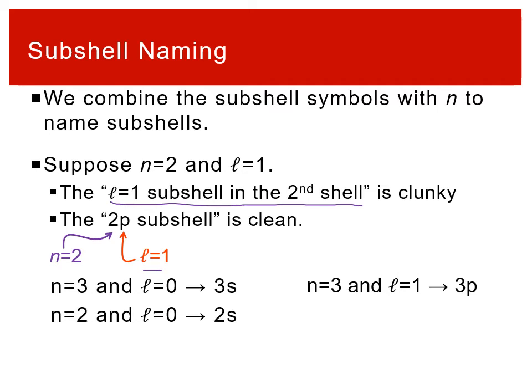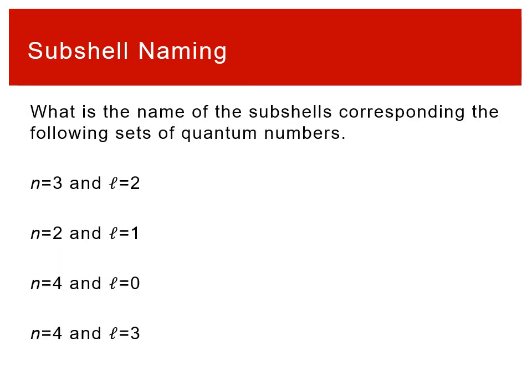One of the things you'll note is that when we have L equals 0, it's always S. That letter always has the same interpretation for the L quantum number, independent of the number in front of it, that n quantum number, which is the shell. So there are always S subshells in any given shell. It doesn't matter which one you're in.